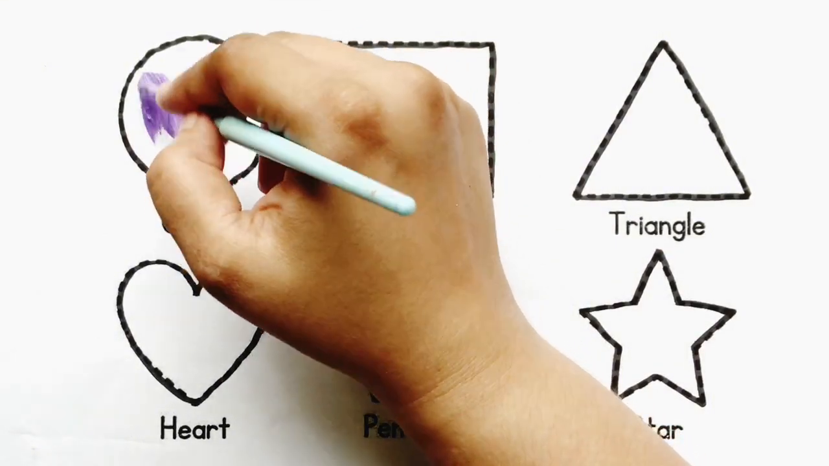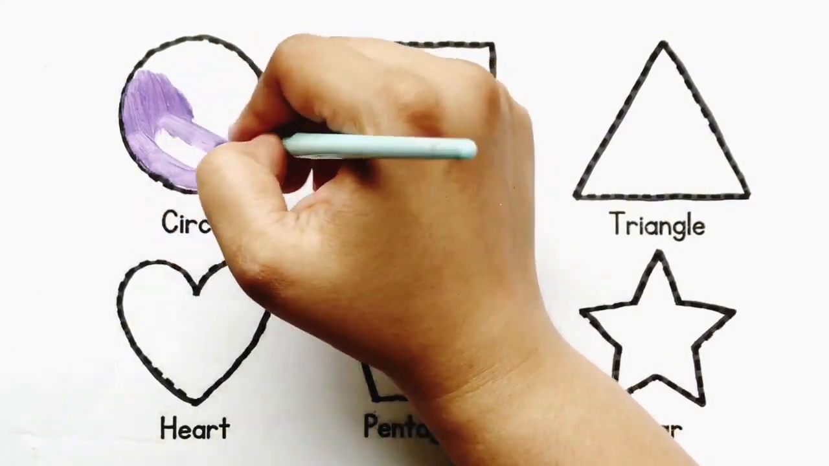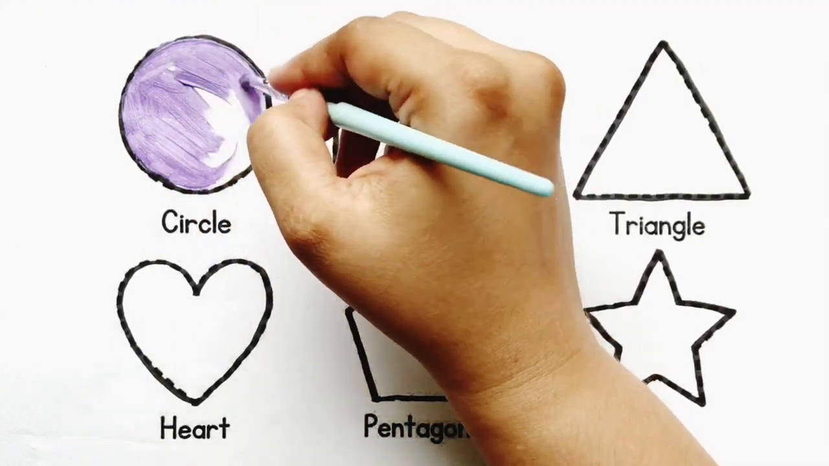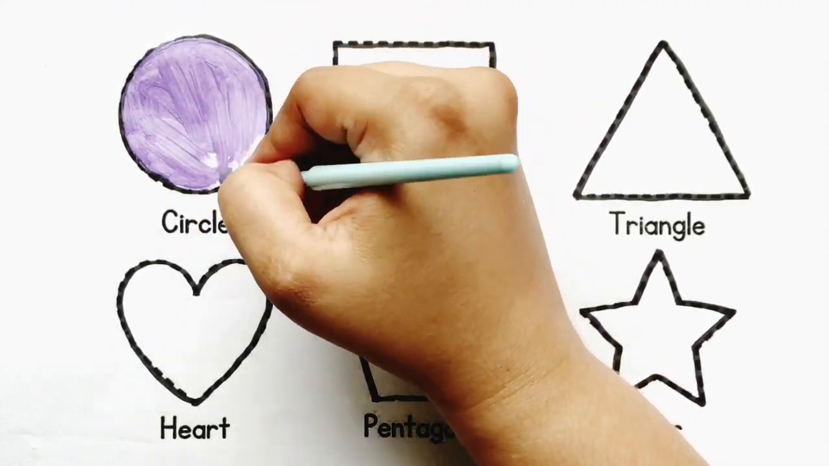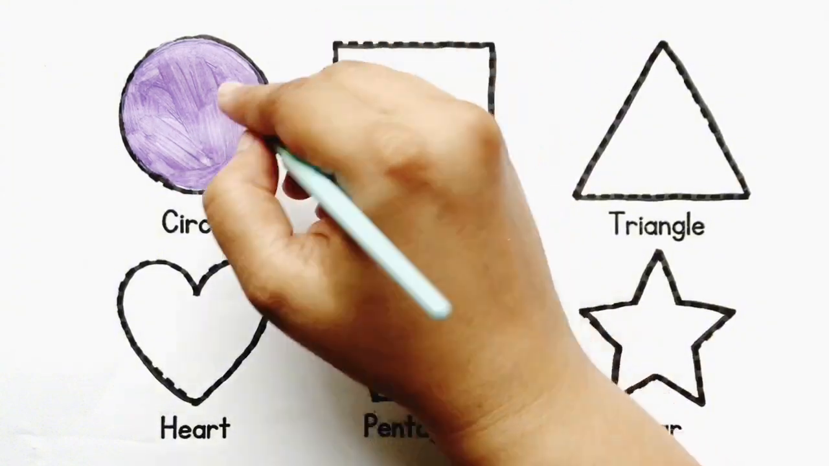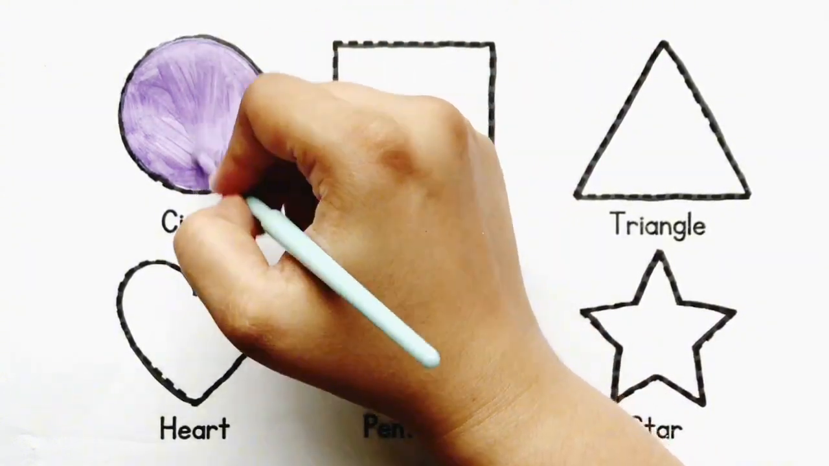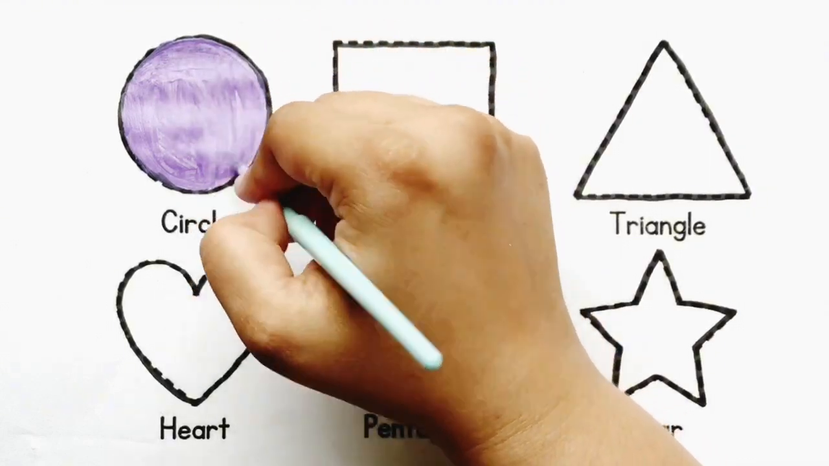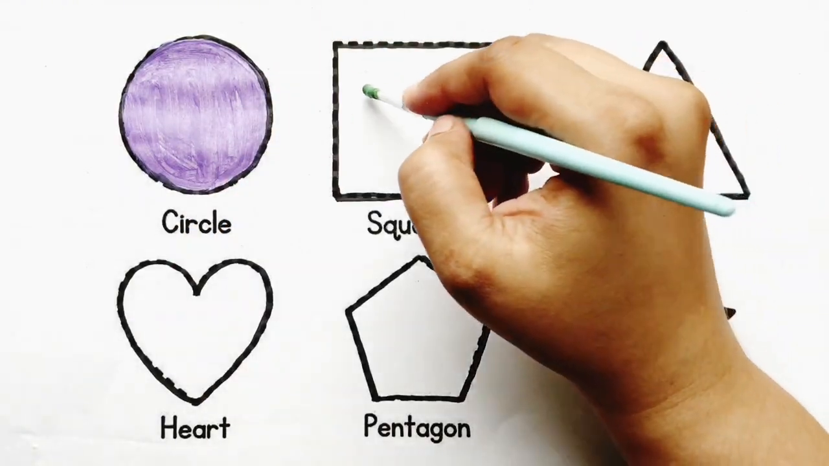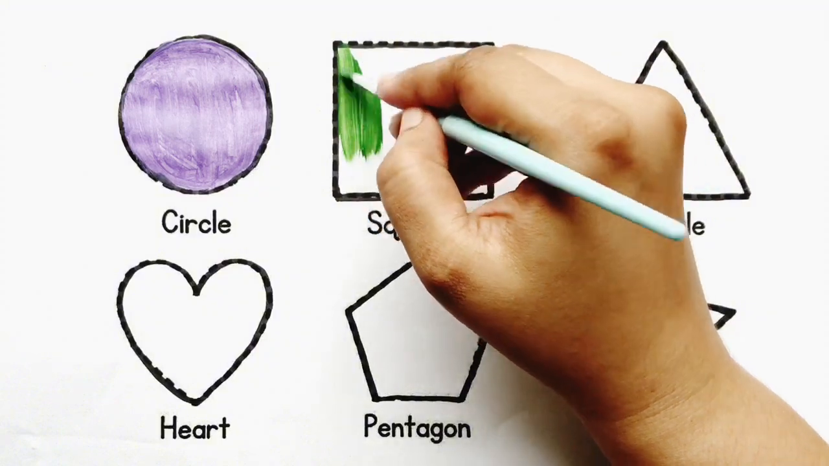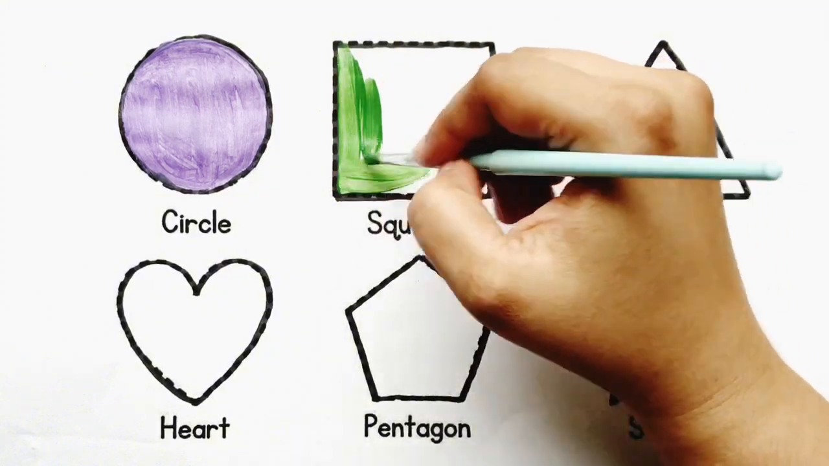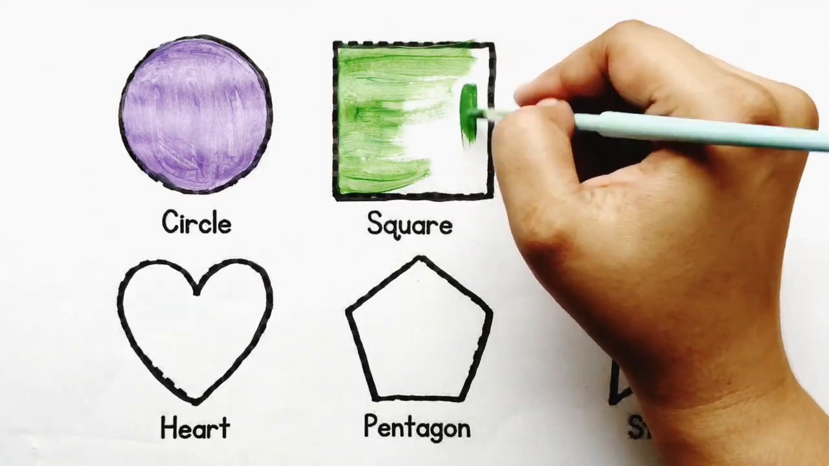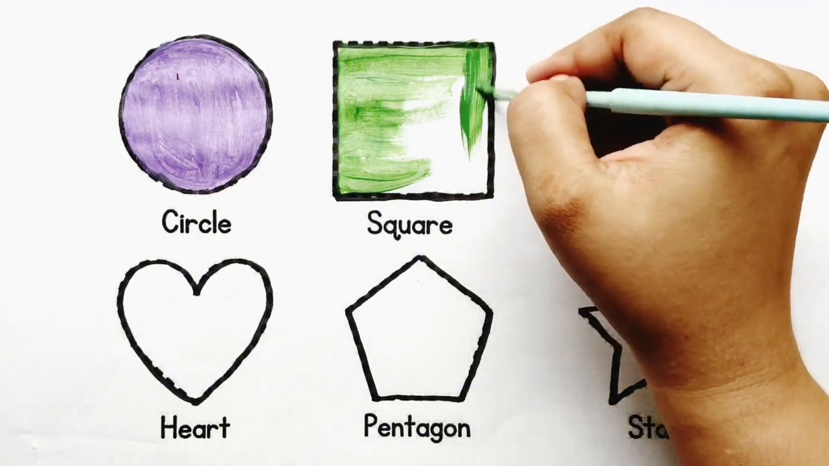Let's paint. Purple color. I paint this shape is circle. Next color is green and shape is square. I color this shape is square.